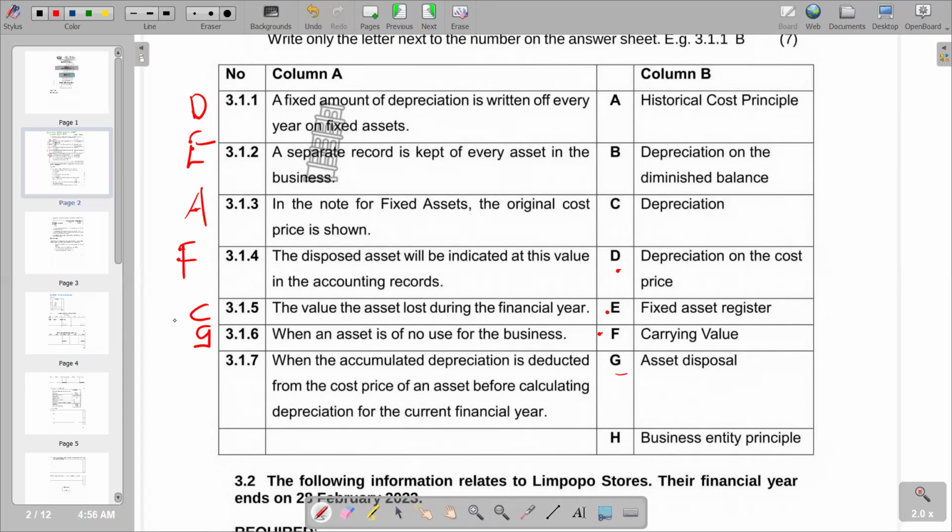Then 3.1.7, when the accumulated depreciation is deducted from the cost price of an asset before calculating depreciation for the current financial year. This is a method of calculating depreciation, which is the carrying value method, or we can call it the reducing balance method, or the diminishing balance method. So if you go to B, depreciation on the diminishing balance, we have B as the correct response. These are the responses we have for the first part of our question, 3.1.